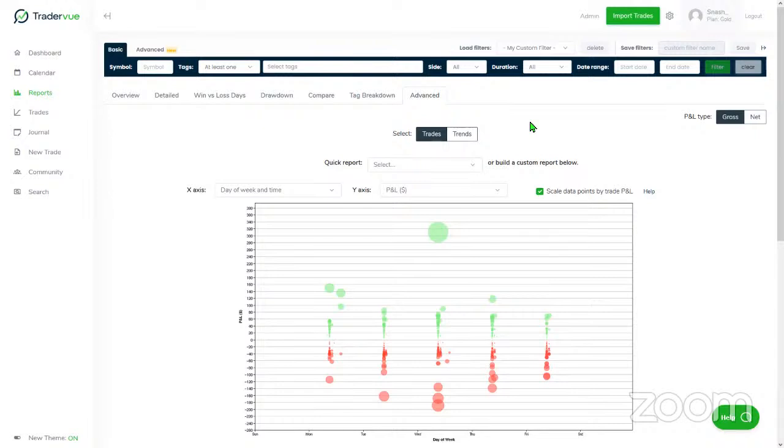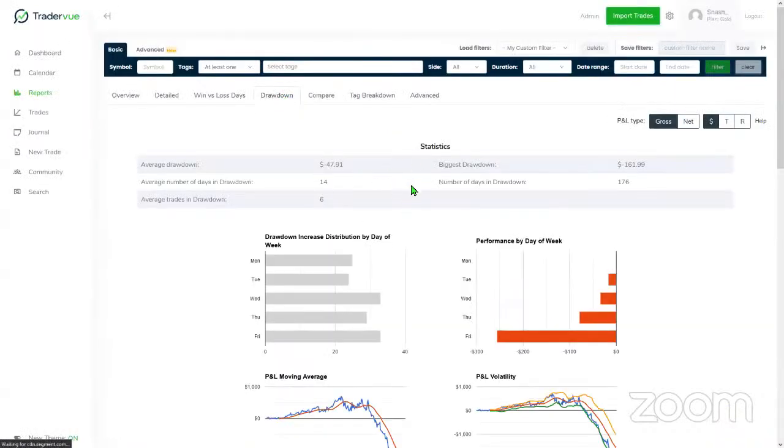And that's the reason why we decided to come up with the drawdown report section here, which tells you the behavior when it comes to your drawdowns. This is very insightful information, because it's telling you how the behavior looks when you're in a bad streak, or having a drawdown. Here in statistics, you see average drawdown, average number of days in drawdown, average trades in drawdown, biggest drawdown, number of days in drawdown.